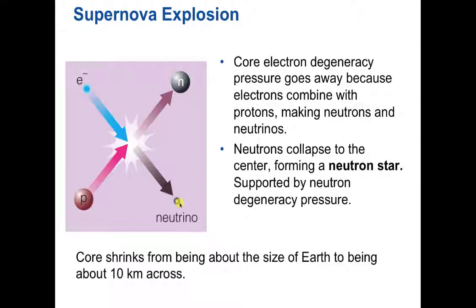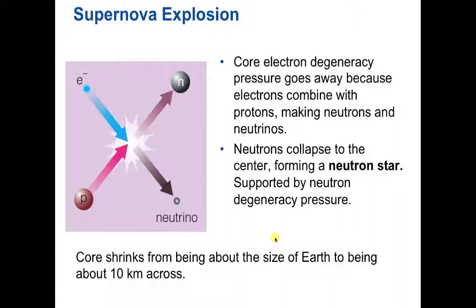Ultimately, it's supported by neutron degeneracy pressure, this quantum mechanical effect that says neutrons don't want to get squished together too tightly. The core shrinks from being about the size of the Earth when it's an iron core to being about 10 kilometers across. So a ball of iron about the size of the Earth, incredibly massive, gets squeezed so tightly that it fits into the size of a small city, about 10 kilometers across. It's incredibly dense material.